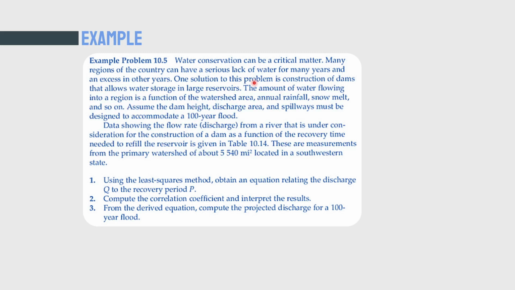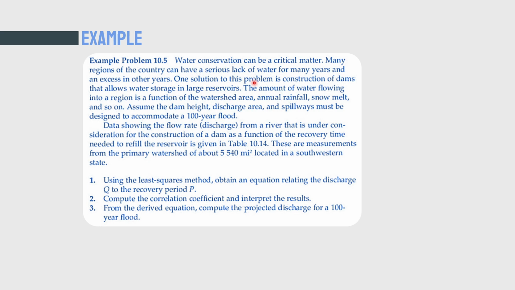Example. Now we have water conservation, and they had a lack of water for many years. One solution to the problem is to construct dams that will allow water storage in large reservoirs. The amount of water flowing into the region is a function of the watershed area, annual rainfall, snow melt, and so on. Assume the dam height, discharge area, and spillways must be designed to accommodate a 100 years flood.